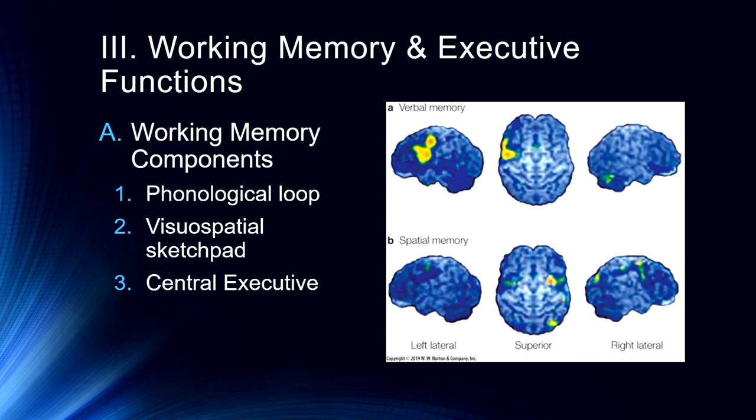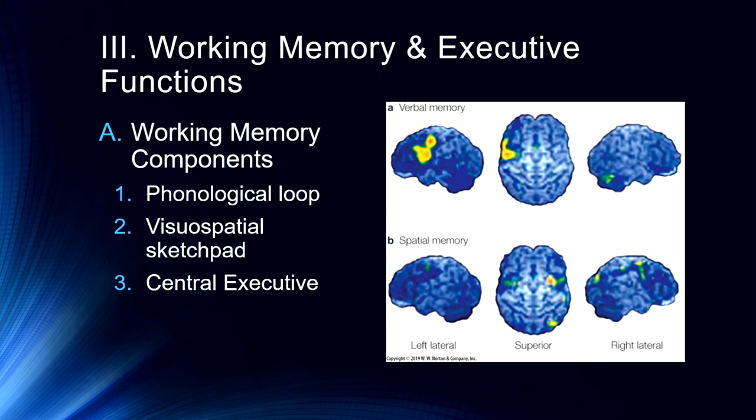One of the things you can see in the right lateral view is that some of the areas activated in spatial memory tasks are also the same areas that are activated with visual spatial attention. So these two, the phonological loop and the visual spatial sketchpad, are where information is held onto or stored.